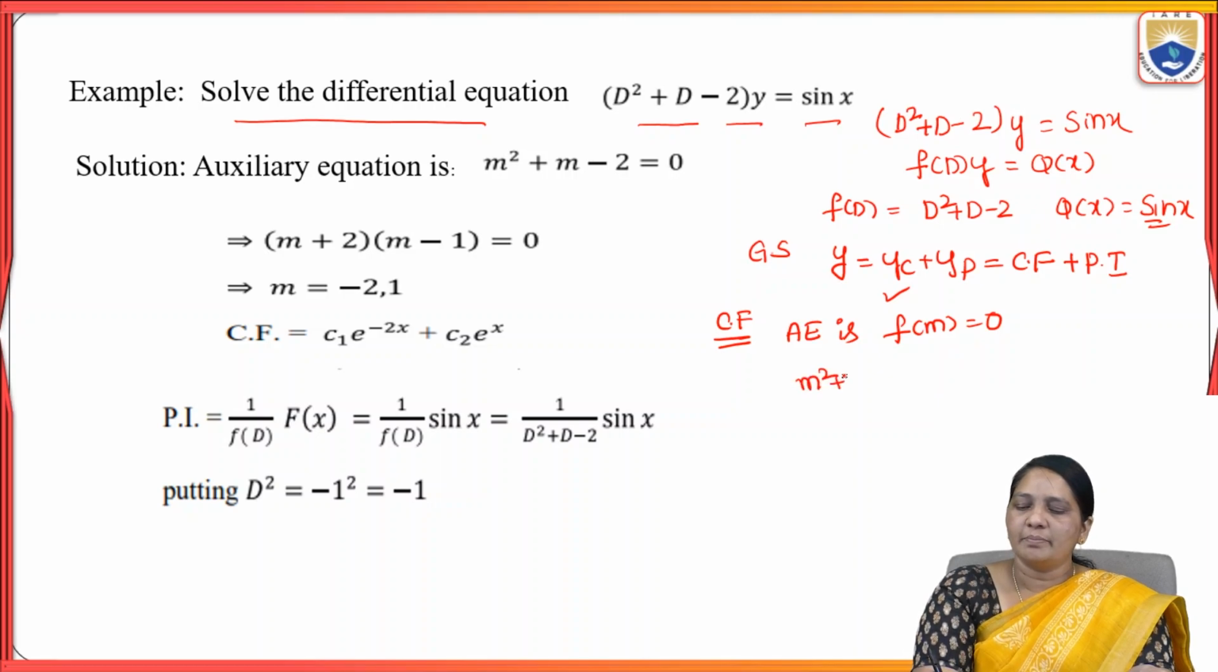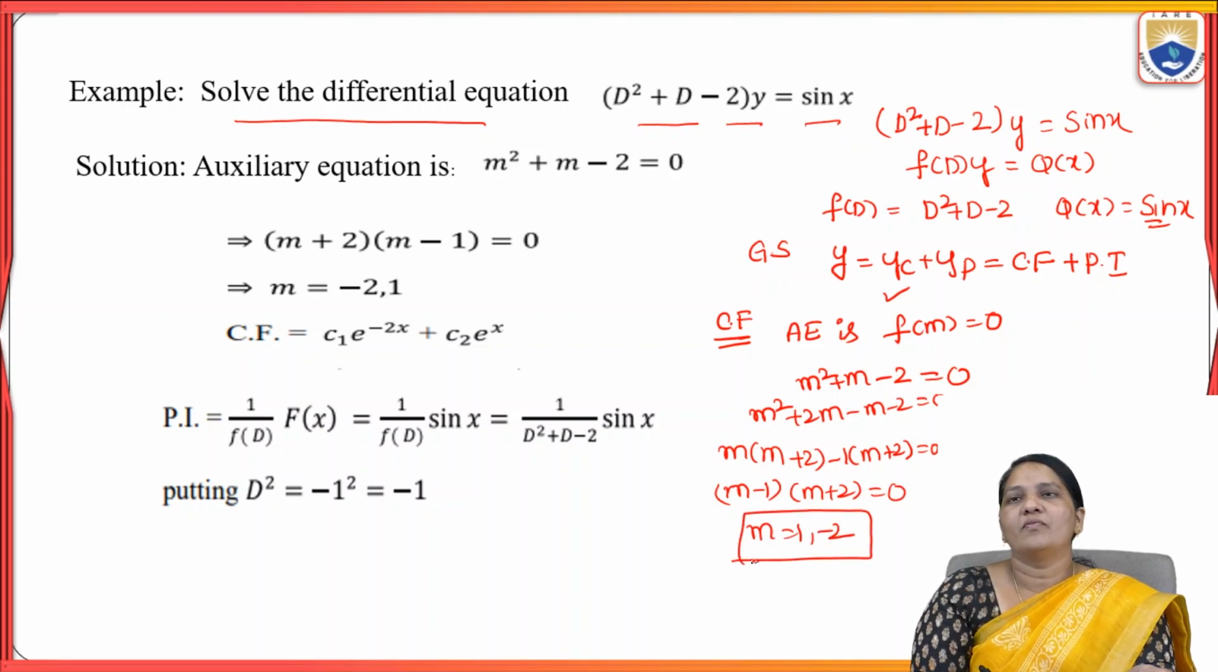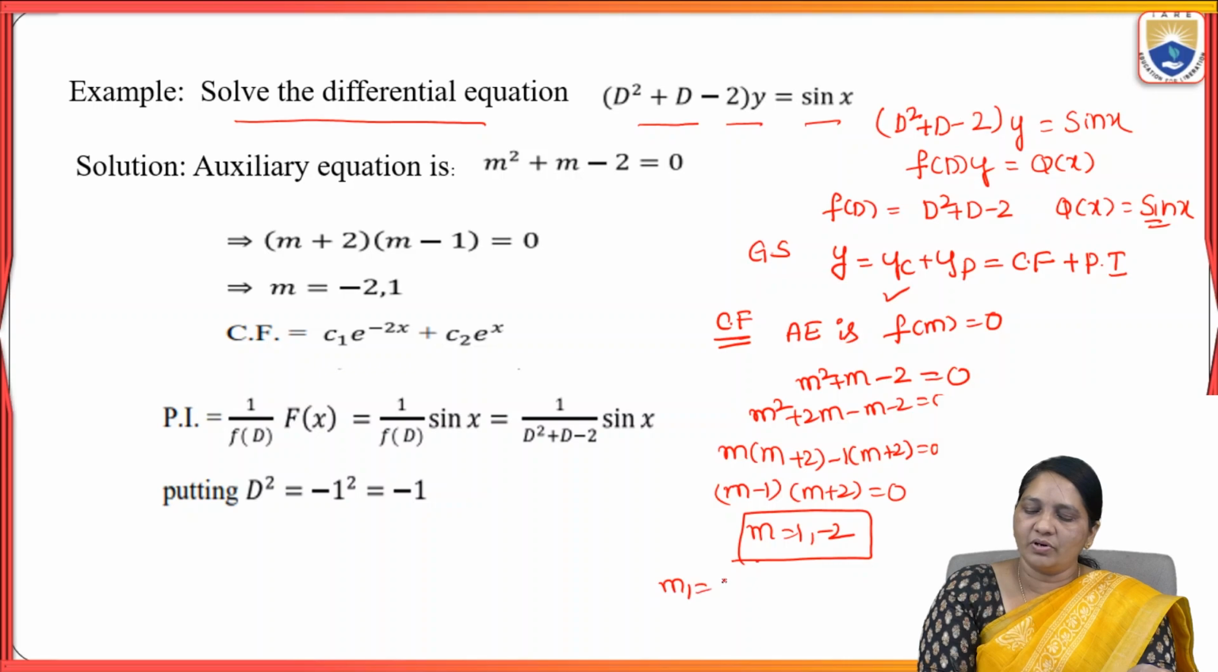So m square plus m minus 2 equal to 0. Now I am going to write the factors here. M square plus 2m minus m minus 2 equal to 0. Take m common: m into m plus 2, minus 1 into m plus 2, equal to 0. So m minus 1 into m plus 2 is equal to 0. So m equal to 1 comma minus 2. That means m1 equal to 1 and m2 equal to minus 2.